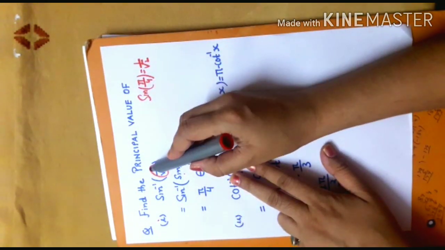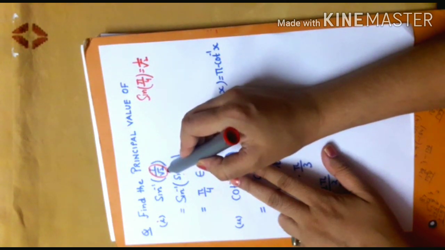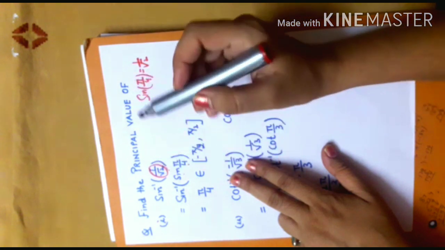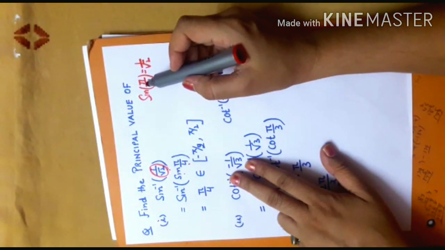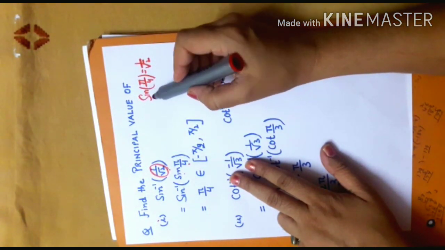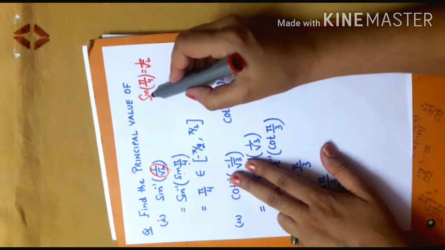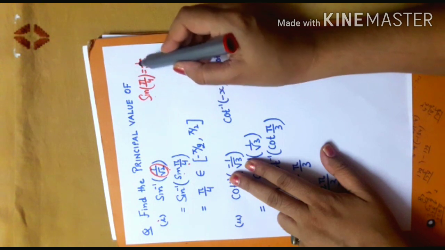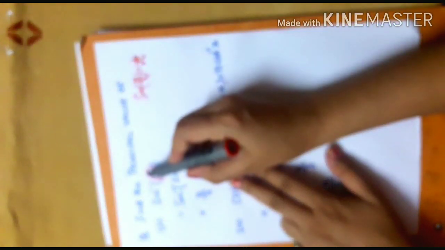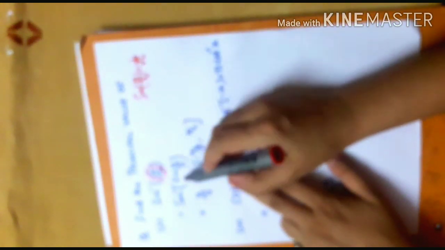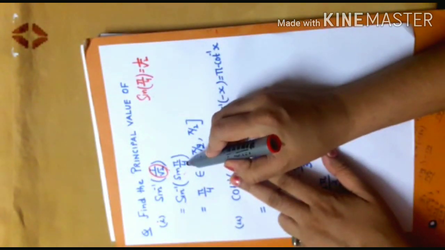So think of the angle value of whose sine is 1 by root 2. You had studied in your 10th class and 11th class that sine 45 degree is 1 over root 2. So sine of pi by 4 is 1 over root 2. So I replace this 1 over root 2 as sine pi by 4.